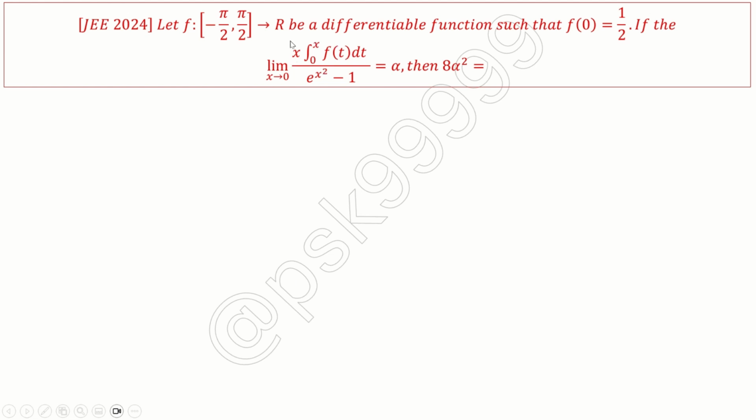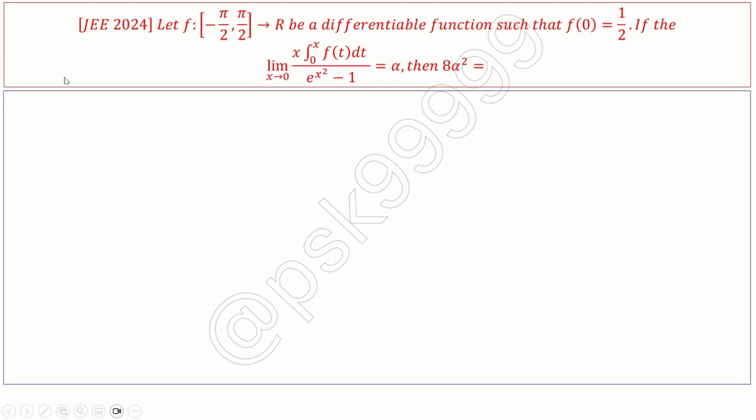So whenever you see something like this, right, limit applied and then we need to differentiate the integration, then you should remember the Newton-Leibniz formula, right? So we'll apply that one. Okay, in this case, if I substitute x equal to 0, what happens? This is 0 by 1 minus 1, which is 0, a 0 by 0 form. So if I differentiate, I should get the answer.